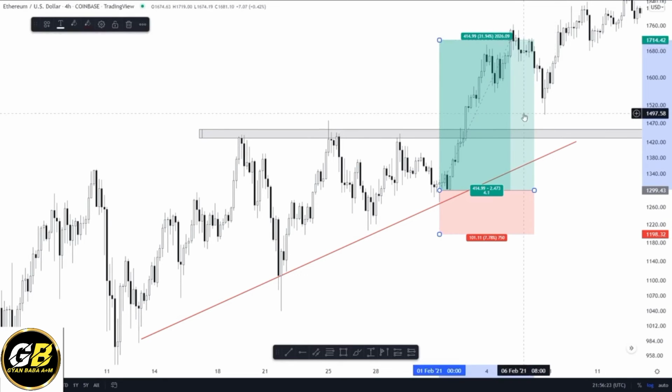So that's going to wrap it up for our continuation patterns. Now let's go ahead and dive into those reversal patterns.